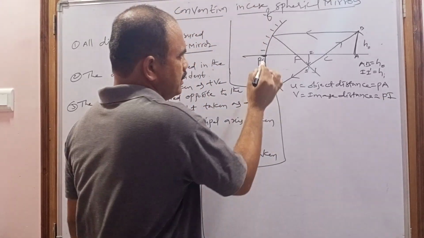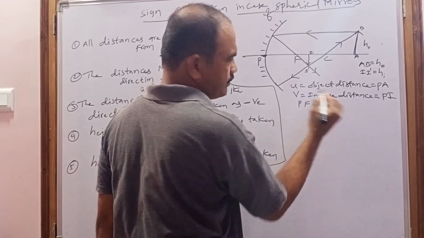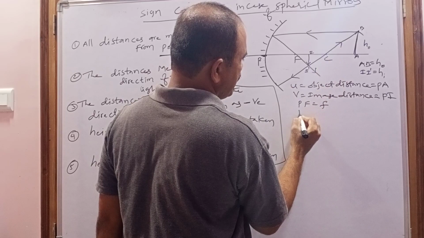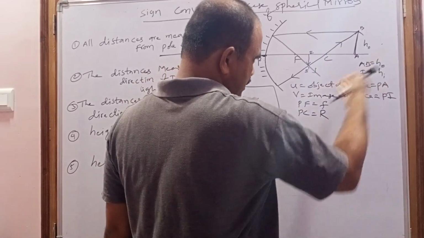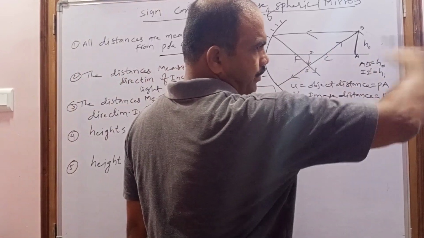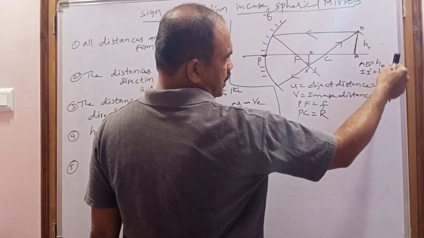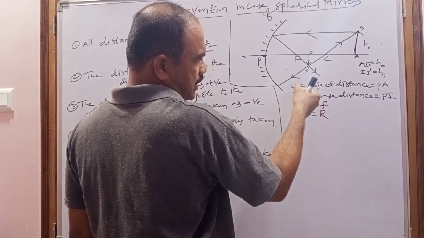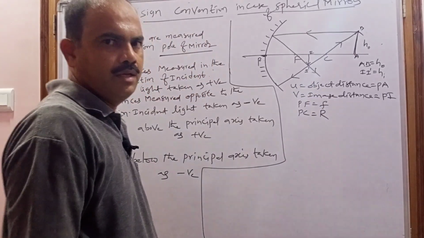And already you know that the distance between the pole and focus is known as focal length. The distance between the pole and center of curvature is known as radius of curvature. So how many variables are there when the object is moving along the principal axis? The height of the object, height of the image, object distance and image distance change, but the focal length and radius of curvature cannot change.